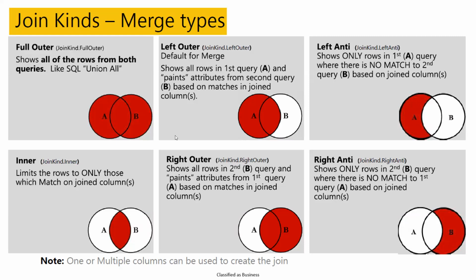What is the default join here? In Power Query Editor, what is the default join if we are using a merge transformation?